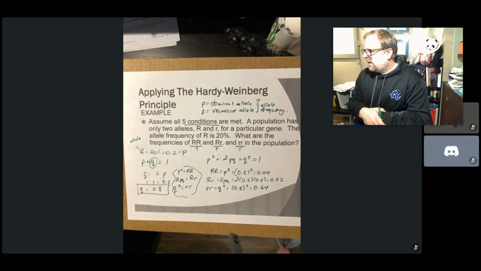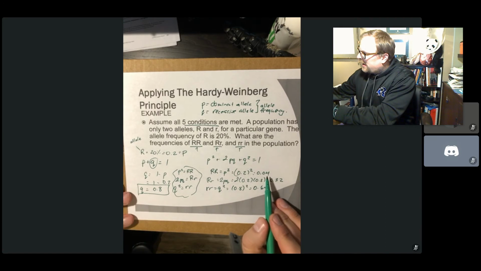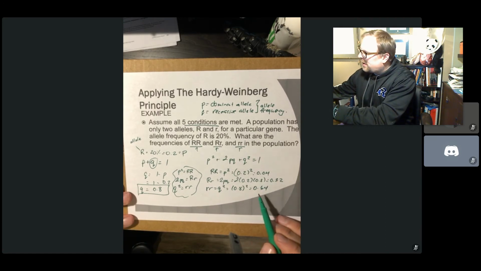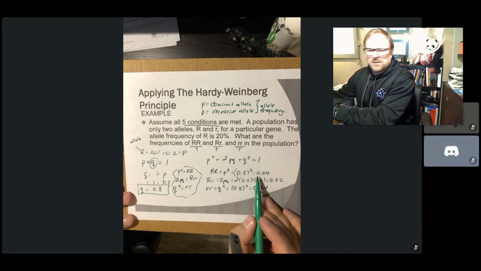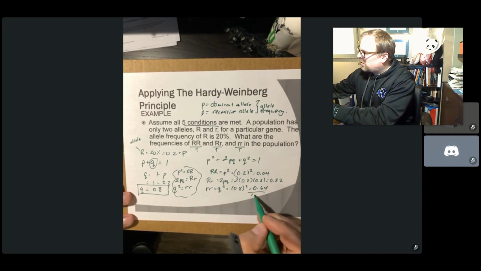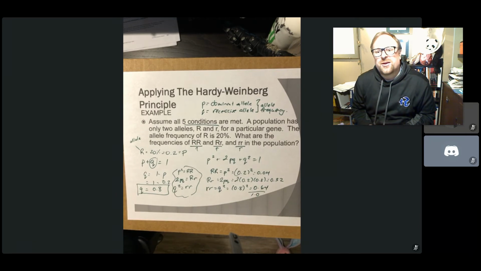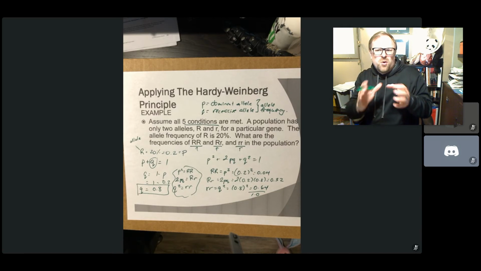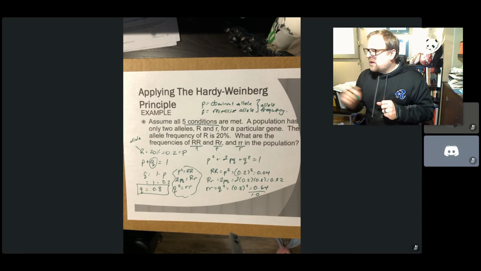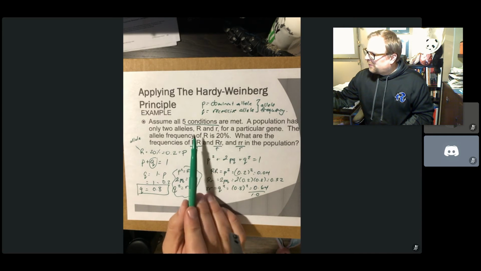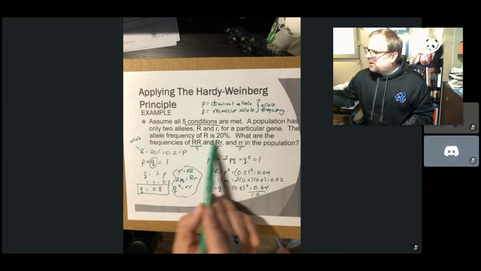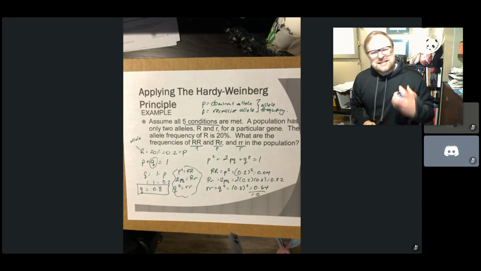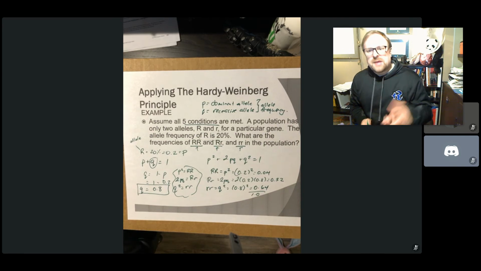If we added up all of these, 0.64 plus 0.32 is 0.96 plus another 0.04, that gives us a total of 1.0. So we've done our work correctly. That's really how we work with this. You're usually going to use both formulas. Sometimes you might be given the allele frequency, which we were given here. Sometimes you might be given a genotype frequency.